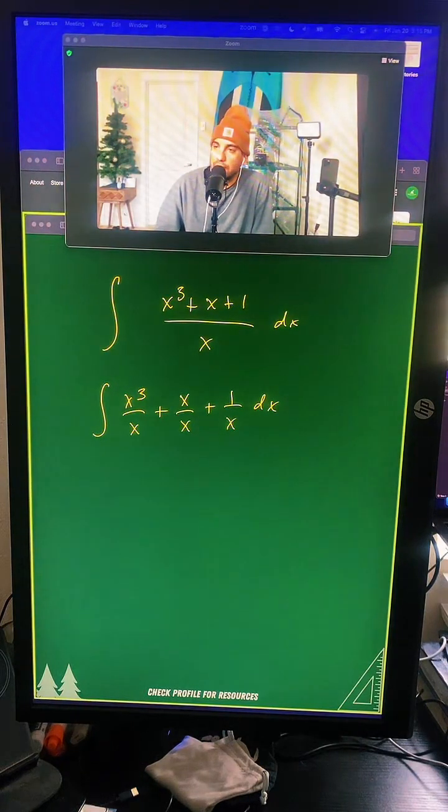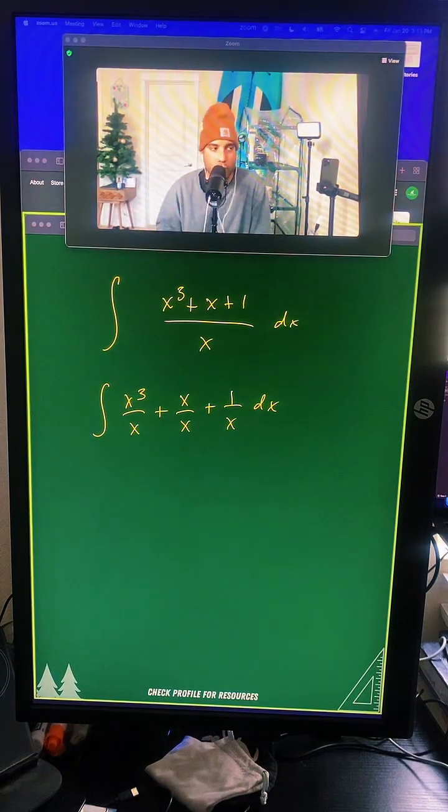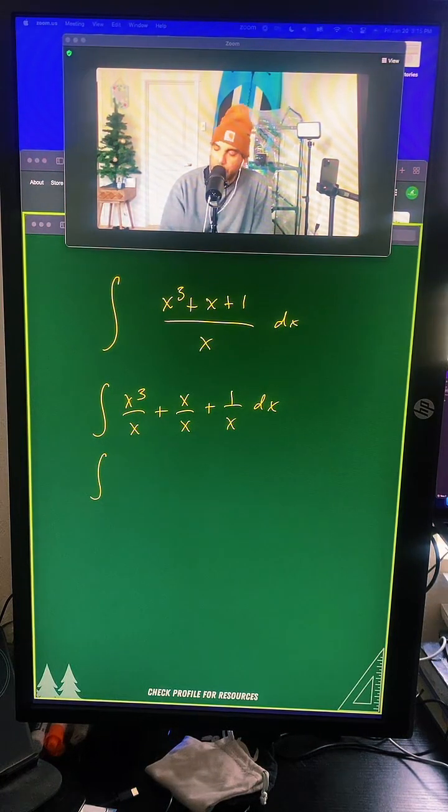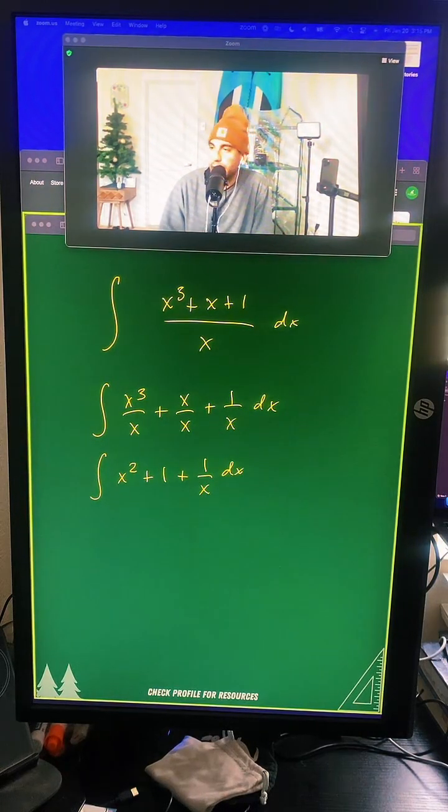Okay, you would definitely split this up. Because everything has one denominator, we can just split it up into the sum of multiple values with that same denominator. And now we can go ahead and simplify this. The first term, x cubed over x, is just x squared, plus the second term, which is just 1, and then plus 1 over x dx.